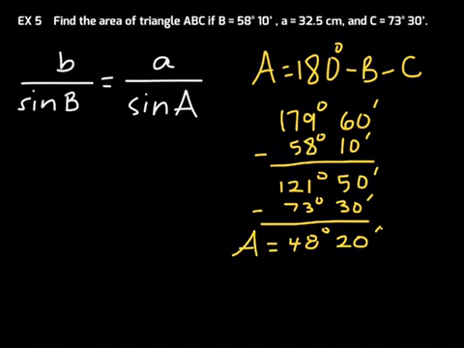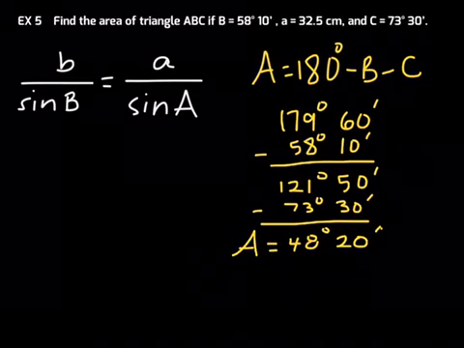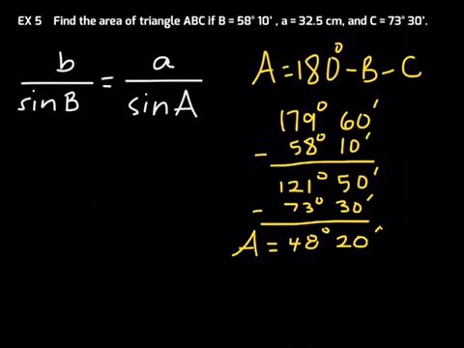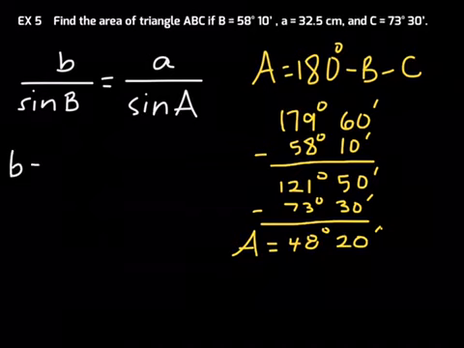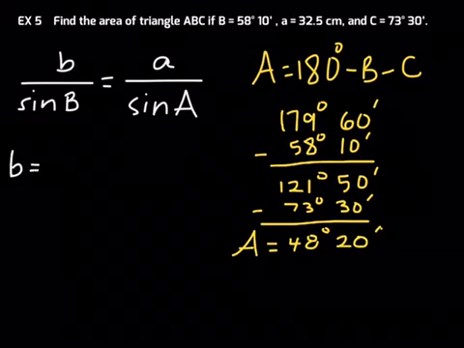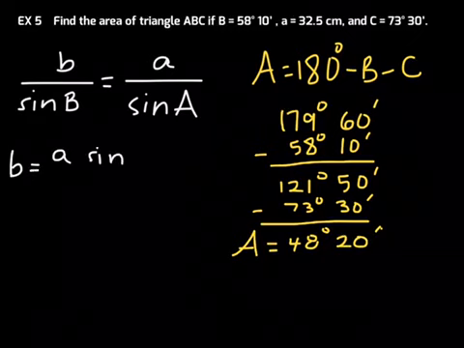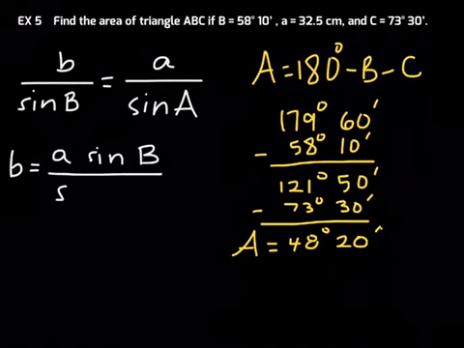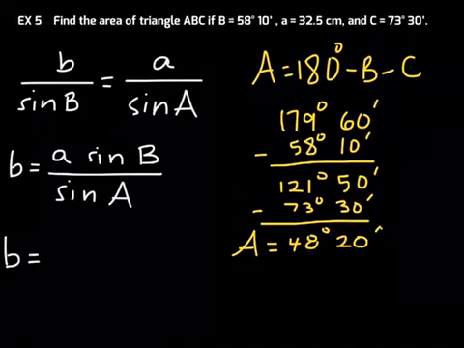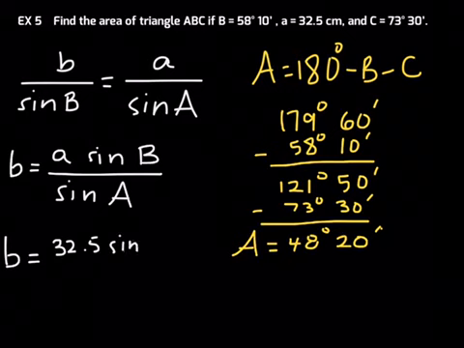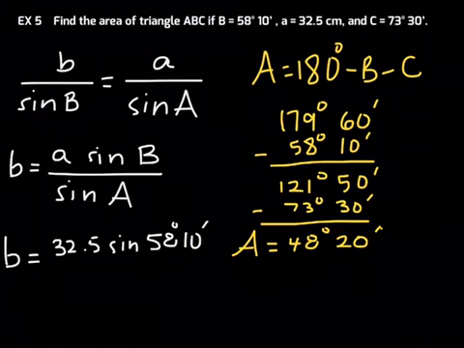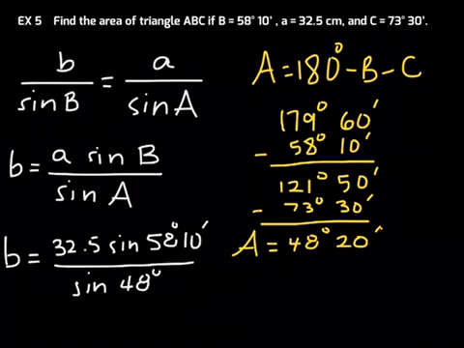So I'm going to use that in the law of sines in order to find side B. All right, everybody? So here I go. Side B, when I multiply both sides by sine of angle B, I get A times sine of angle B over sine of angle A. Does that make sense? So then A is 32.5 centimeters. That's given to me. Sine of angle B is 58 degrees and 10 minutes, all of that divided by sine of angle A, which I now know is 48 degrees and 20 minutes.